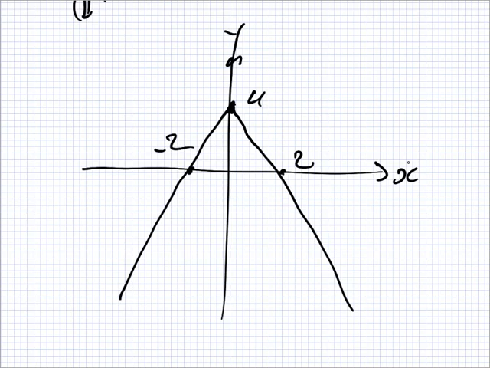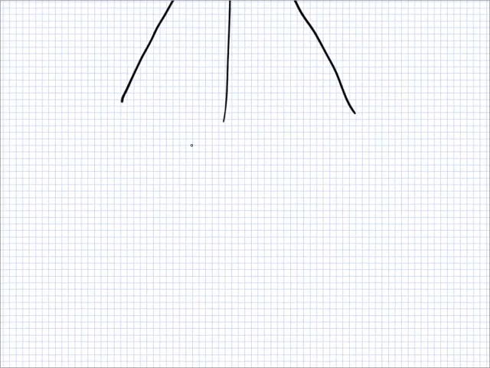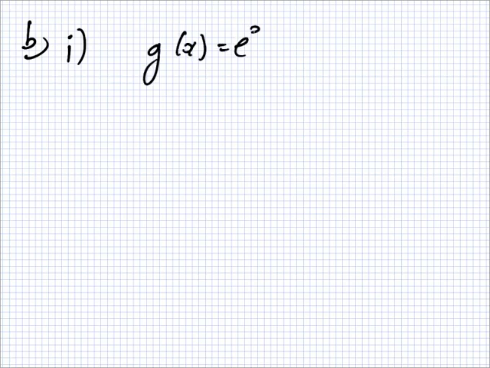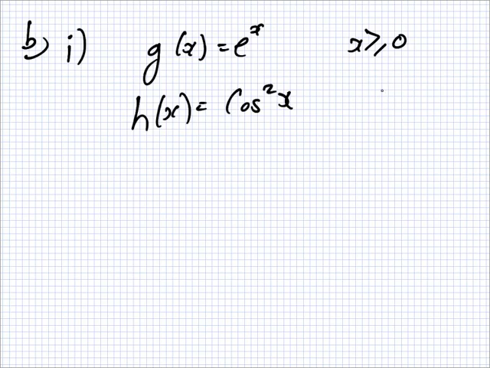Alright. Right, let's have a look at the B part then here. Should I feel like I could almost get vectors done as well? Alright. B part 1. g(x) equals e^x, but please note that x can only be positive or equal to 0. And then h(x) equals cos squared x, and x is between 0 and pi.